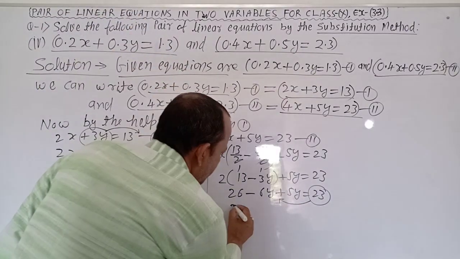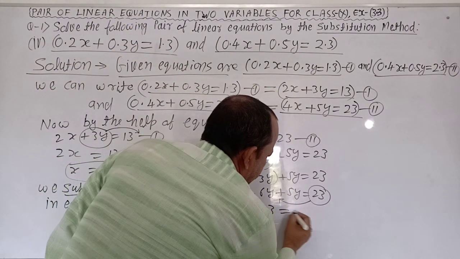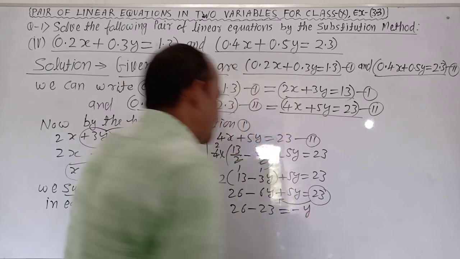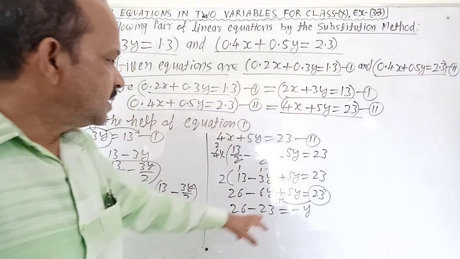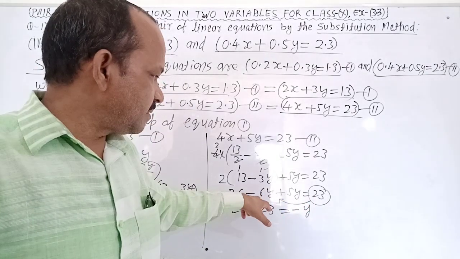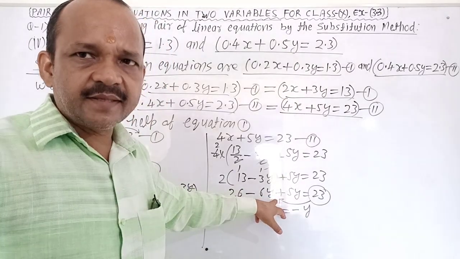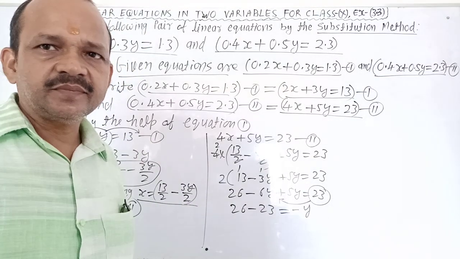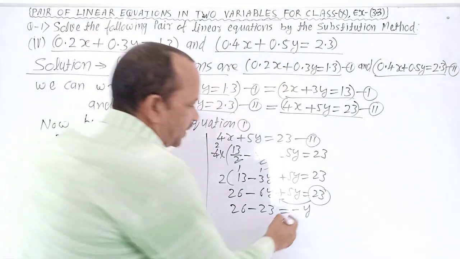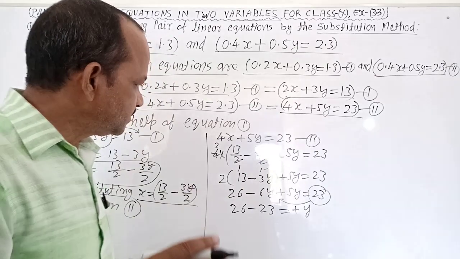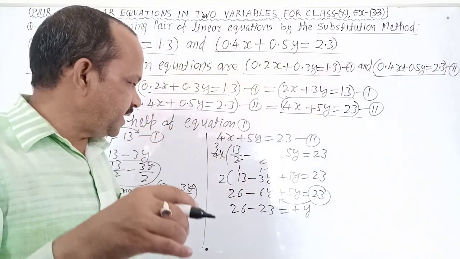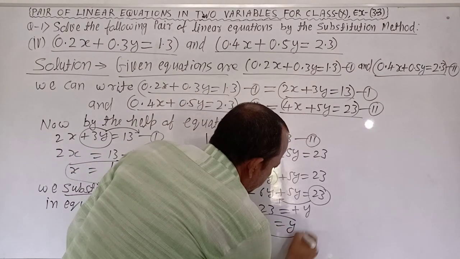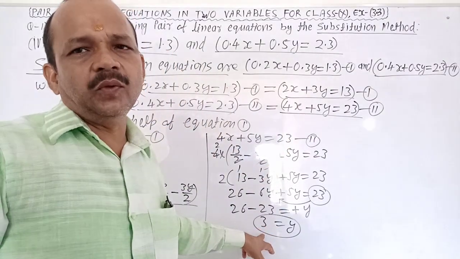It becomes 26 minus 23 equal to minus y. Minus y. Here you subtract it, it becomes minus y. When you write it on right side, then it becomes plus y. Clear? Or you can write it, subtract it, 3 equal to y. You find the value of y equal to 3.